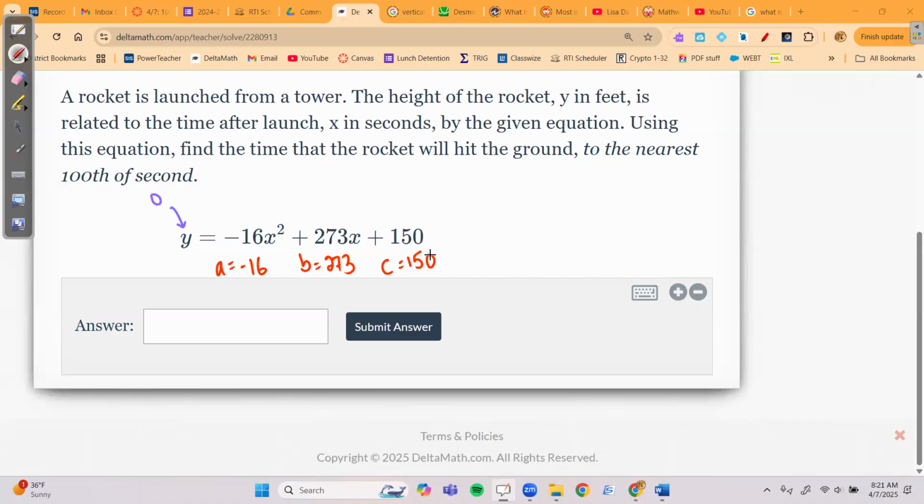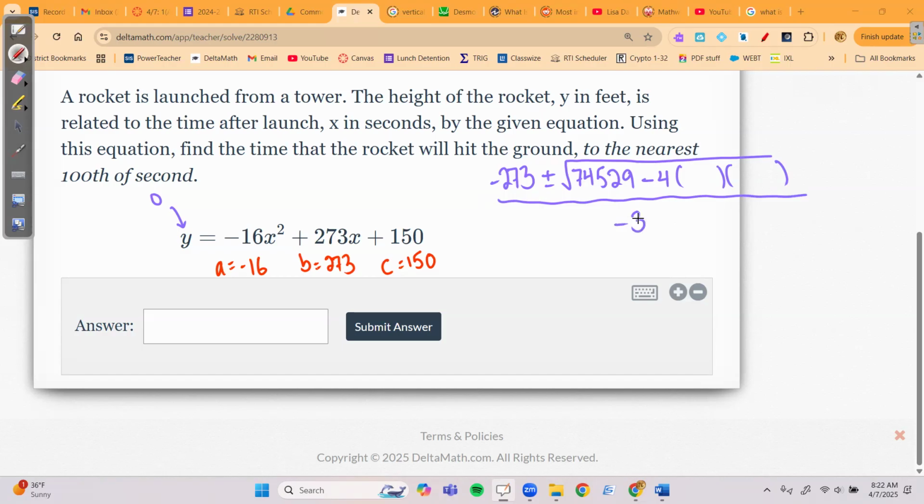All right, let's do it. So our quadratic formula, remember, is opposite B goes first. So what do we start with? Negative 273 goes first. And then we're going to put our infamous plus or minus sign. The square root of B squared goes first. So on your calculator, type in 273 squared. That is 74,529. Minus 4 blank blank. All over 2 times A, which is negative 32.